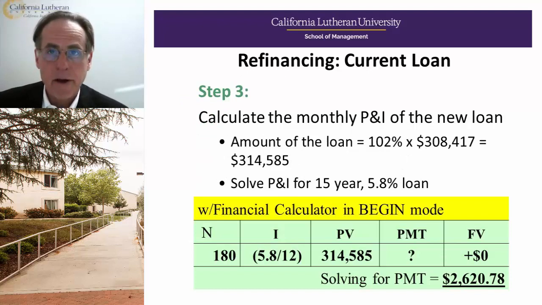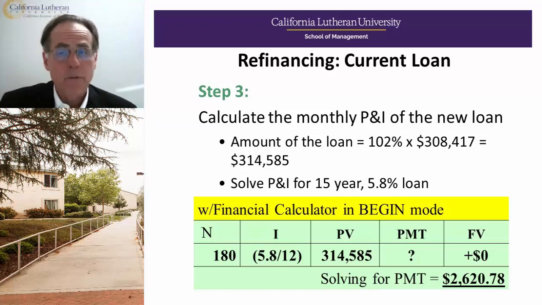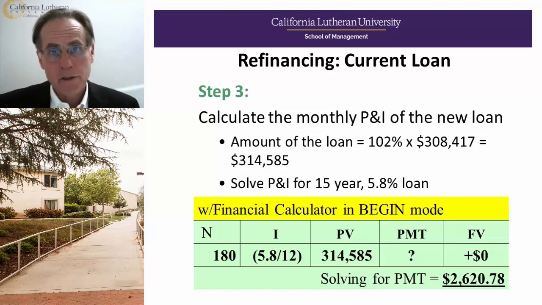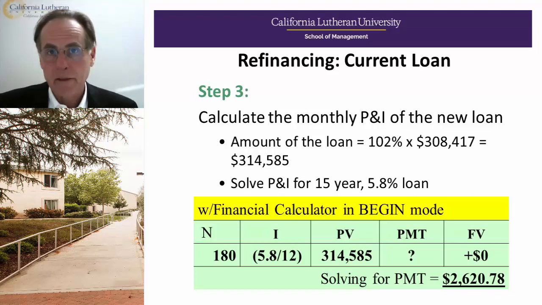In that case, we need to now find out what is going to be the monthly principal and interest payment of the new loan. Given that you're taking out a loan now of $308,407 plus 2 points, and that's why you see I'm multiplying that amount by 102%. So the new loan will be $314,585. Again, this is a 15-year loan, 12 periods per year, so that's 180 is the N. The I is 5.8, that's the APR, but we need to get the monthly, so that's divided by 12. The PV is the $314,585.